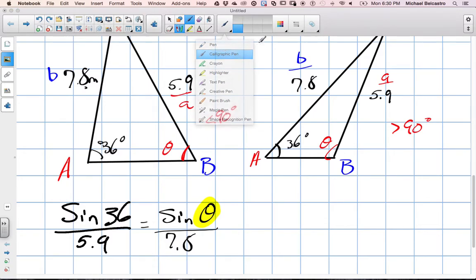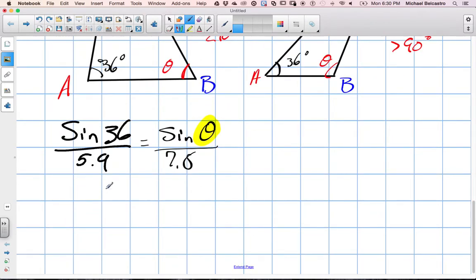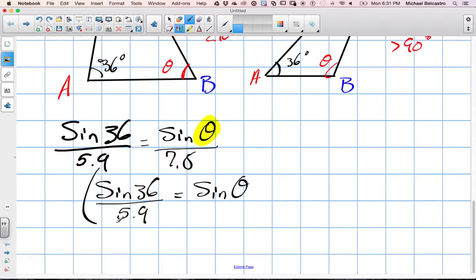So instead of actually doing any of the calculations, I'm just going to move values to one side. So I have sine 36 divided by 5.9, okay, is equal to sine theta. And when we move 7.8 over, we're going to multiply by it. So we're going to multiply by 7.8. So I'll kind of put that in brackets. And then to get theta, I got to move sine to the other side.